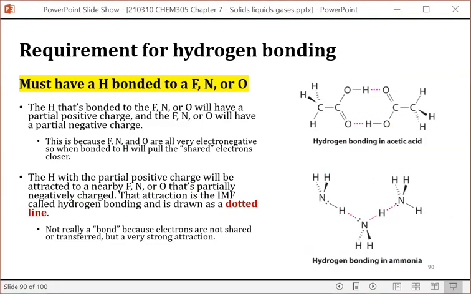Checking out some more hydrogen bonds. Again, remember, to have hydrogen bonding, you have to have an H atom bonded to a fluorine, nitrogen, or oxygen. If we look at acetic acid here, you have oxygen connected to hydrogen, so you can have hydrogen bonding. And so this delta positive hydrogen is going to be attracted to a delta negative oxygen on an adjacent molecule, and that's your hydrogen bond. So you have to check that you're able to do it, and then if you're able to do it, this is the actual hydrogen bond.